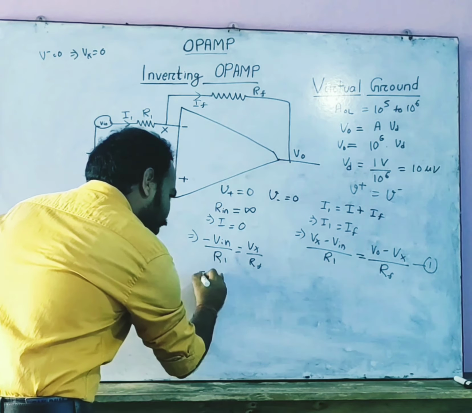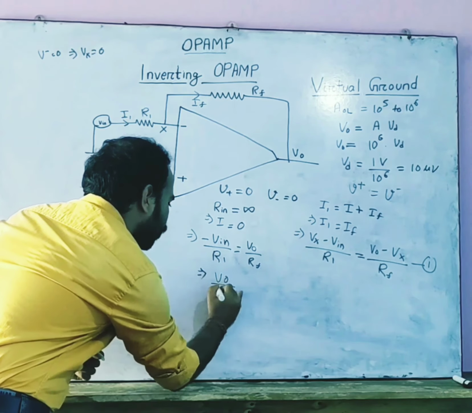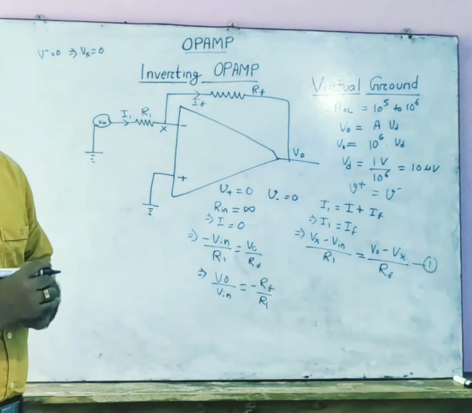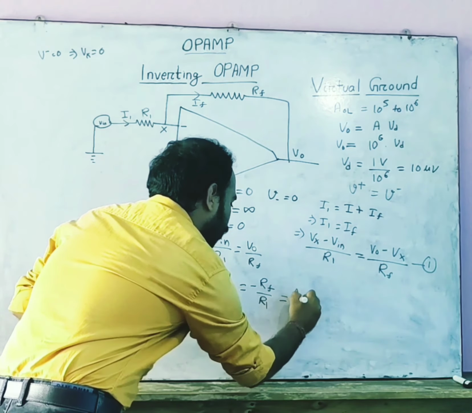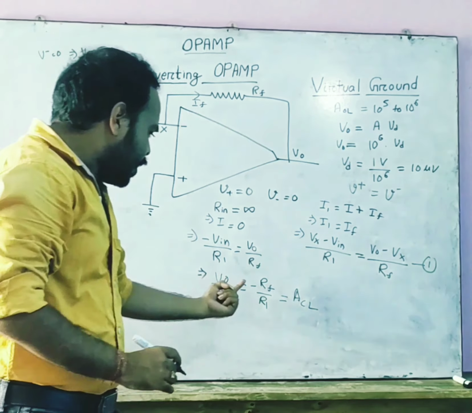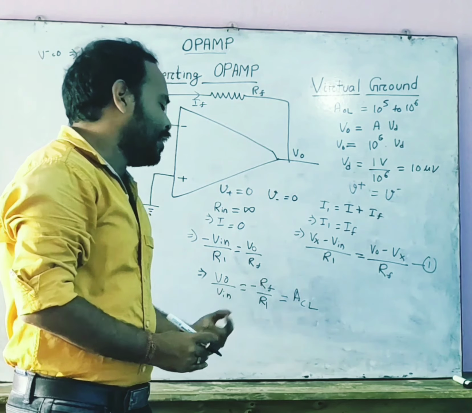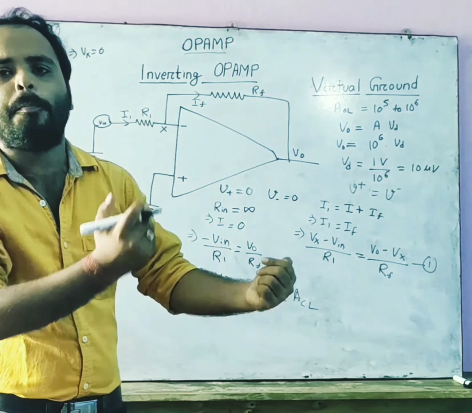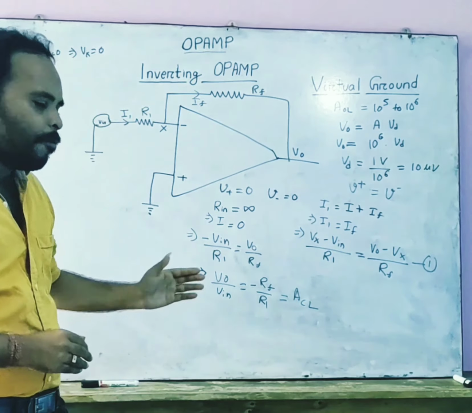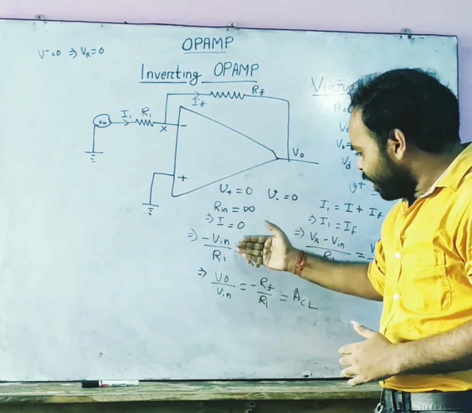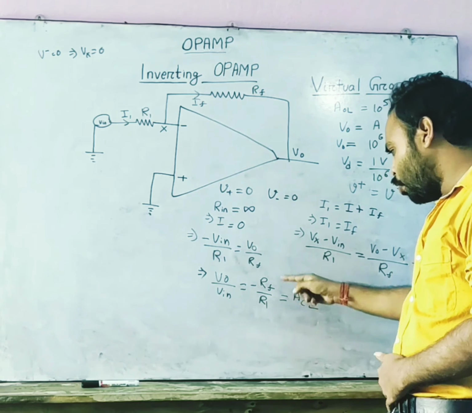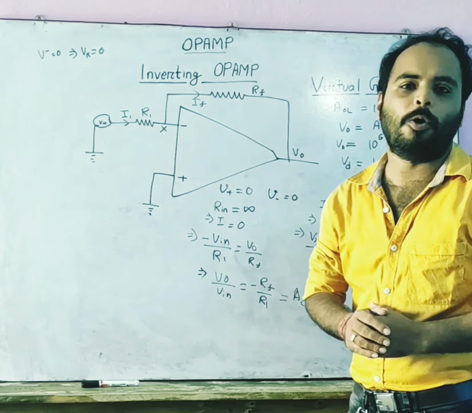Now, this expression can be written as V0 by V input equals minus RF by R1, and this gives the closed loop gain of the op-amp. The negative sign in this case indicates that the output obtained is in opposite phase of the input signal. Hence, from this we can conclude that even if the values of V output and V input are kept constant, the gain can be controlled only by using the values of RF and R1.